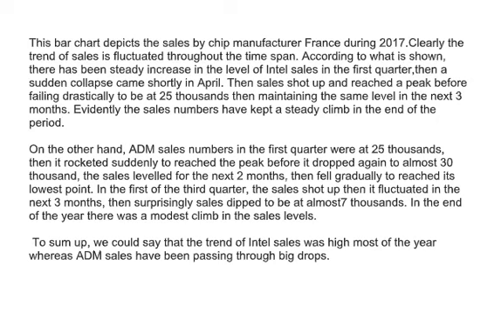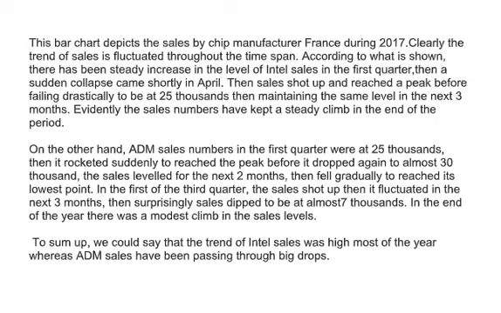On the other hand, ADM sales numbers in the first quarter were at 25,000, then it rocketed suddenly to reach the peak before it dropped again to almost 30,000. The sales leveled for the next 2 months, then fell gradually to reach its lowest point. In the first of the third quarter, the sales shot up, then it fluctuated in the next 3 months, then surprisingly sales dipped to be at almost 7,000. In the end of the year, there was a modest climb in the sales levels. To sum up, we could say that the trend of Intel sales was high most of the year, whereas ADM sales have been passing through big drops.